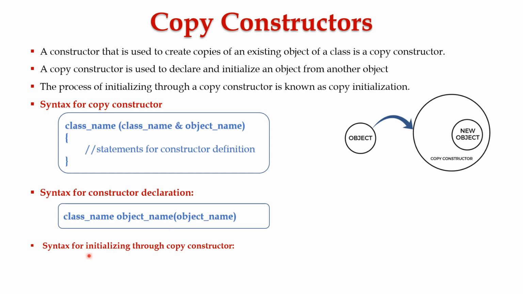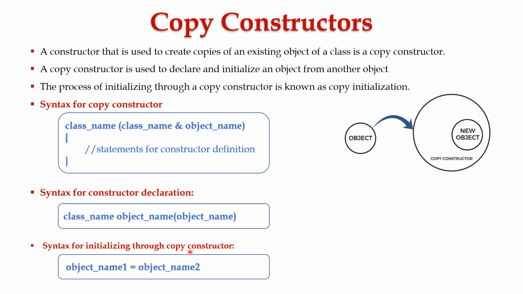The next is syntax for initializing through copy constructor. So we can initialize also instead of passing the object as argument. That statement is done as object name 1 is equal to object name 2. So we have initialized the object name 2 to object name 1.